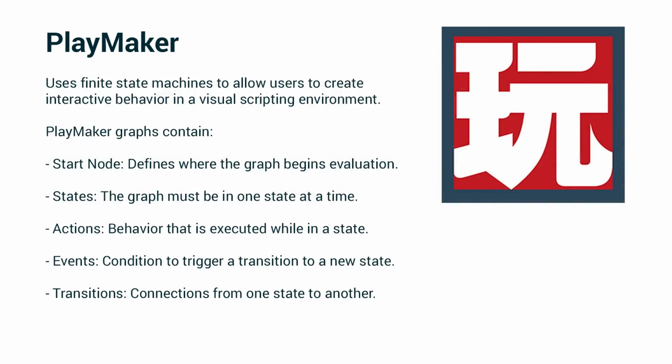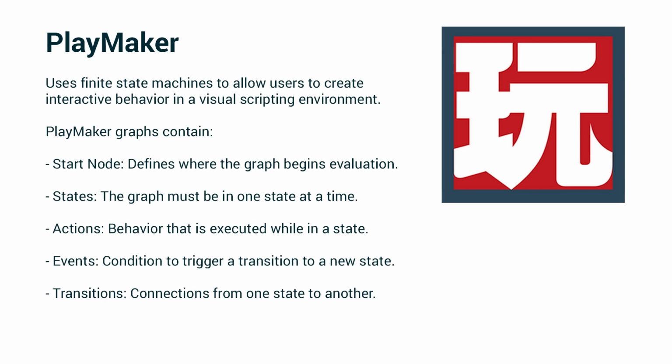So if we look at the core parts of PlayMaker, PlayMaker uses finite state machines to allow users to create interactive behavior in a visual scripting environment. And each graph contains a start node, which defines where the graph begins evaluation, and states, which are the states that we're going to be in. We're going to be in one state at any given time. Like in the case of our AI, we're going to be either patrolling or chasing or exploding, and we can only be in one state at any given time.